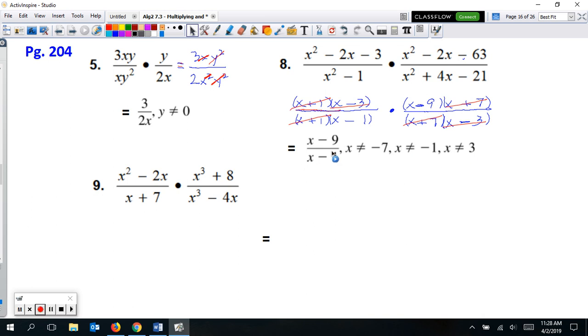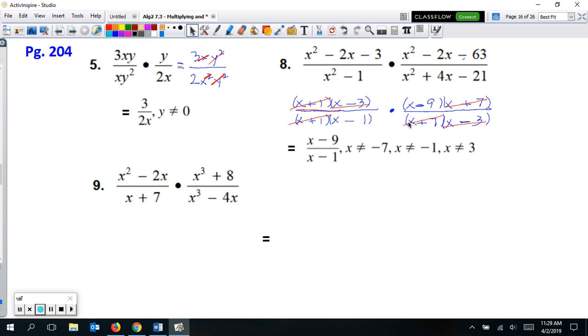I can see from the answer that x can't be 1. So that's the only one I don't have to list. I don't have to list x cannot equal 1. But I do have to list all these other ones here that I canceled out. So I canceled this one out where x can't equal negative 1. So that's got to be a part of my list.